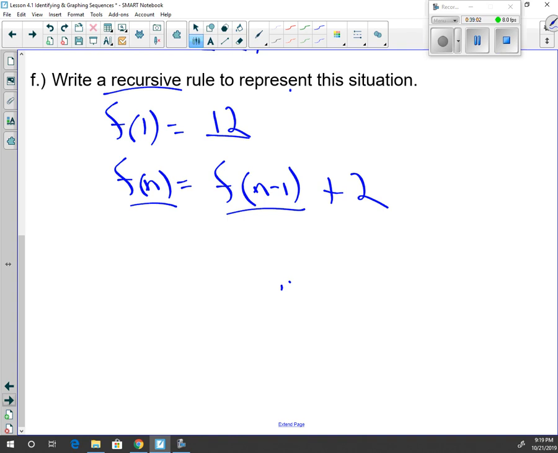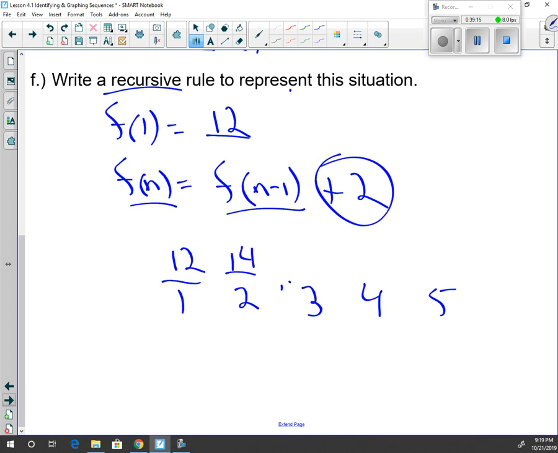So again, how can I use that rule? I know the first term, second term, third term, fourth term, fifth term, right? First term is 12. Second term is 12 plus 2, which is 14. And I take the previous term, 14, plus 2 to get 16, and then 18, and so forth, right? So see, it's all connected.